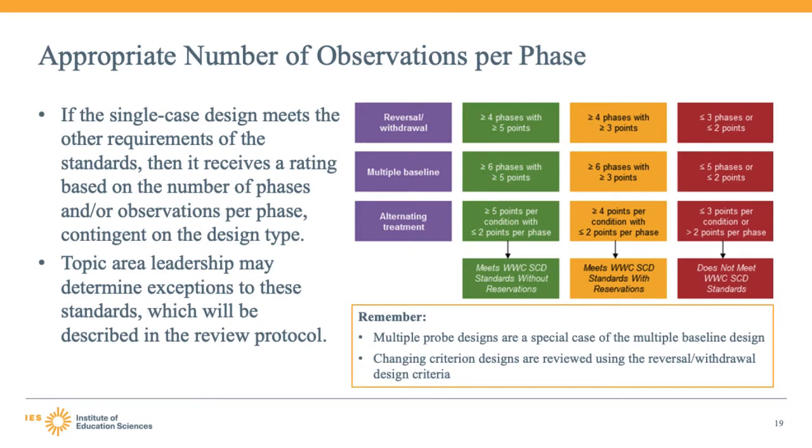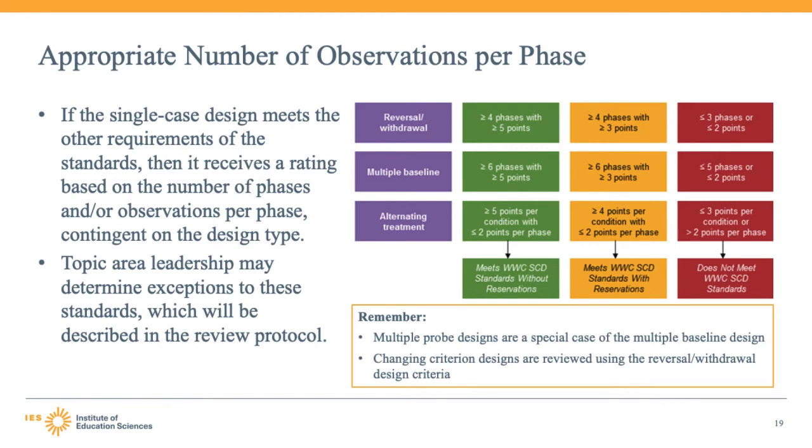As described previously, the bottom portion of Figure 4.1 in the WWC Standards Handbook provides a quick summary of how the 3 demonstrations criterion is defined for each of the single-case design types eligible for WWC review. In short, if a single-case design meets the other requirements of the WWC SCD standards, then the study receives a final rating based on the number of phases and/or observations per phase contingent on the design. As a reminder, multiple probe designs are considered a special case of the multiple baseline design, and changing criterion designs are reviewed using the reversal or withdrawal design criteria.